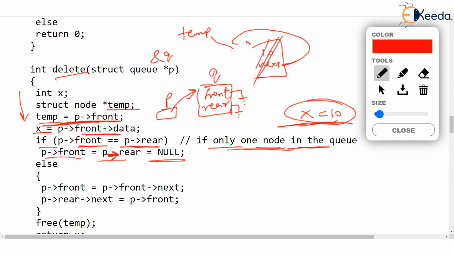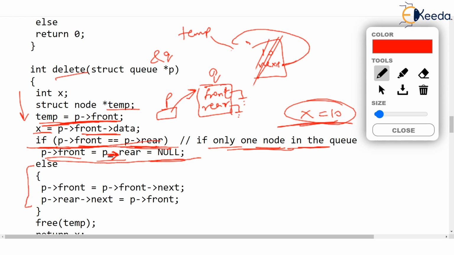But what's the way to know that there is nothing in the queue? To know that there will be nothing in the queue, you will have to ask, is front equal to rear? Is this the only node pending in the queue? If this is the only node, make both pointers null. Otherwise, advance front to the next node.